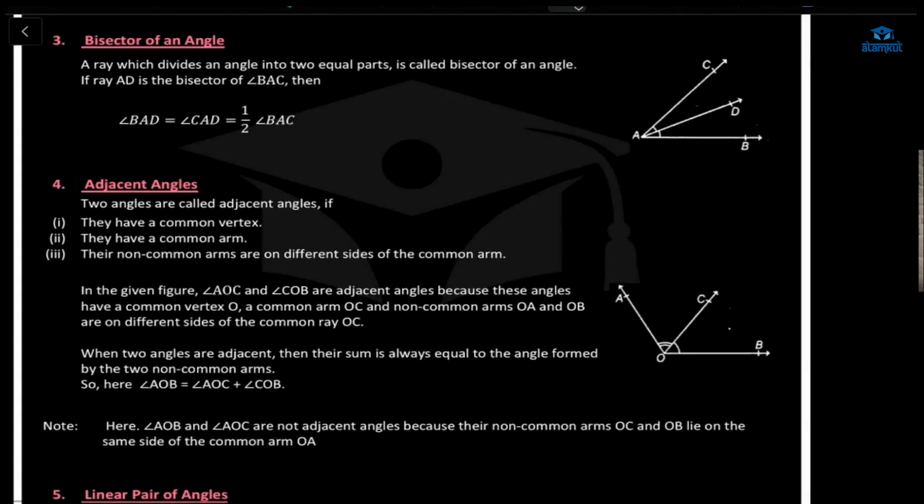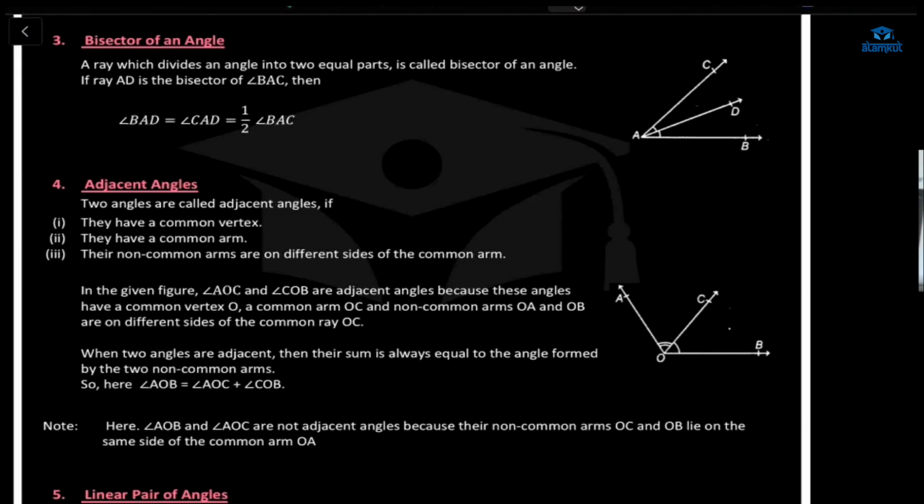For adjacent angles, there is no other condition. The angles that are beside one another are adjacent angles. They have a common arm, a common vertex, and the non-common arms are on opposite sides of the common arm. There can't be any angle like a bisector in between that breaks this.